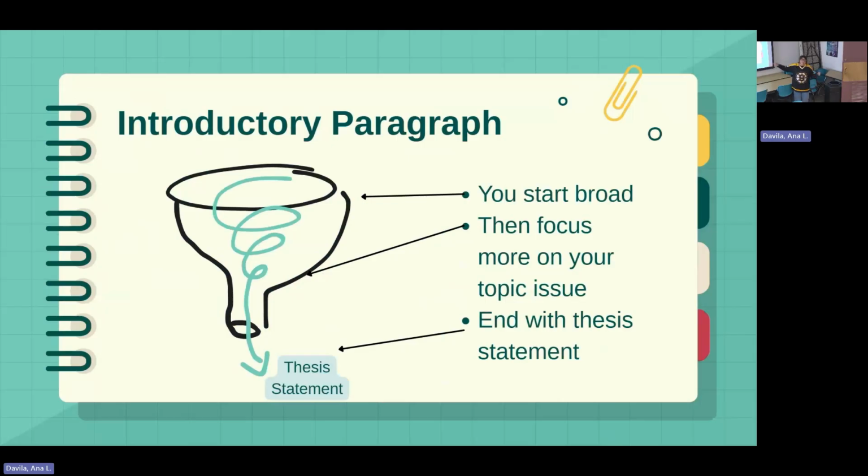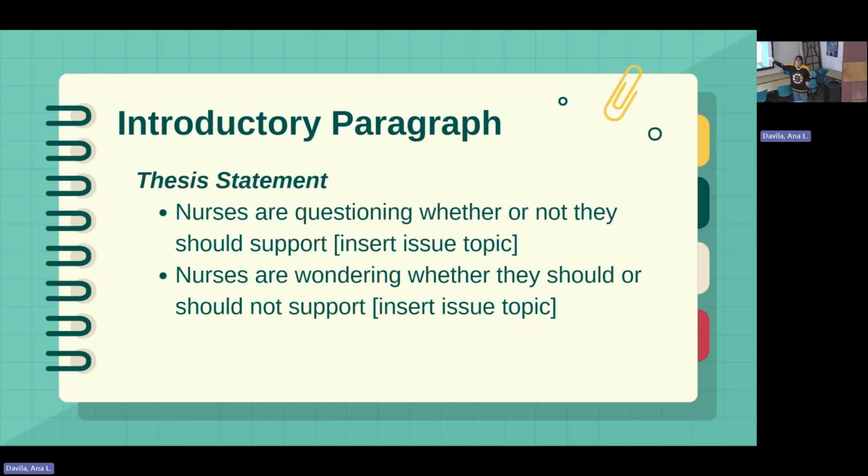So for the thesis statement, I'm going to give you two options, because it's neutral, right? Ever since we started with this paper, it's been confusing how to do a neutral thesis statement. So nurses are questioning whether or not they should support the increase in nursing hours. Who has another topic? Opioid is a first-line drug. Okay, so we can put nurses are wondering whether they should or should not support opioids as the first line of treatment. You just insert your issue topic, and we don't know, maybe we support it, maybe we don't, right?